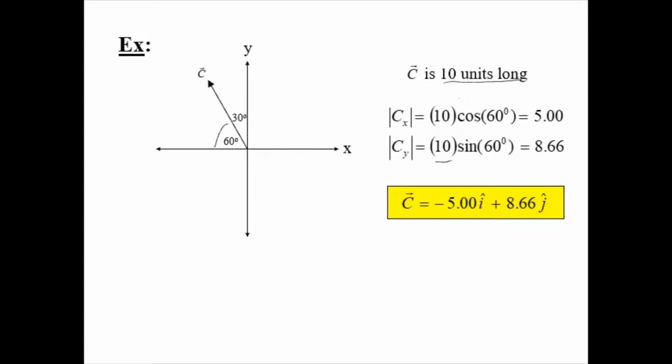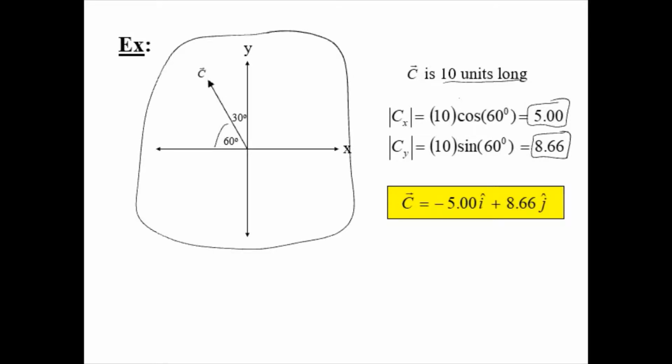Now, as the last step, now that I know that the size of c sub x is 5 and the size of c sub y is 8.66, now I look at my diagram over here and I say, okay, well, what signs does vector c have? Well, obviously, it's going to have a negative x component, and it's going to have a positive y component. I can see that it's pointing over to the left and up.